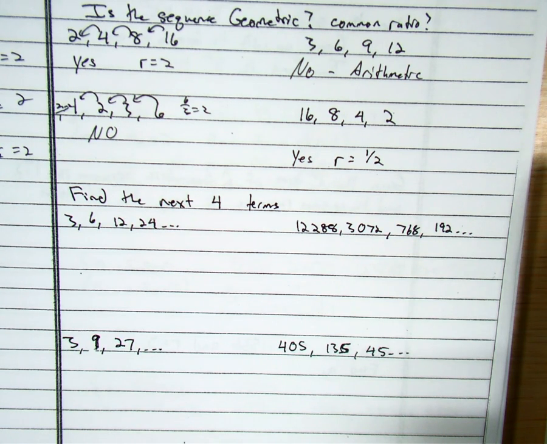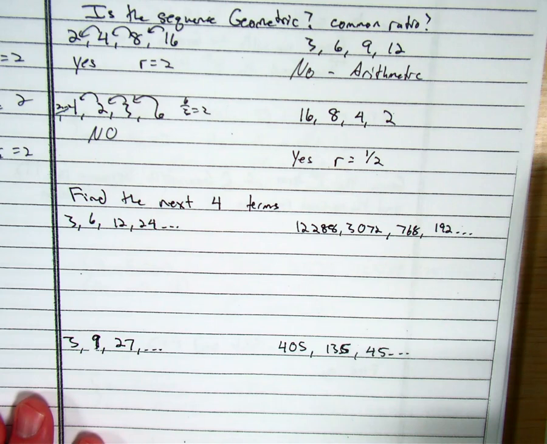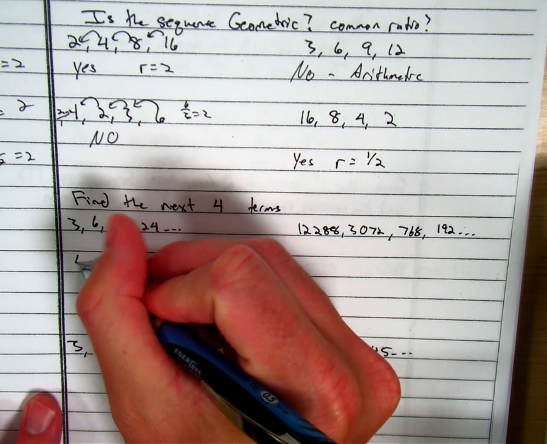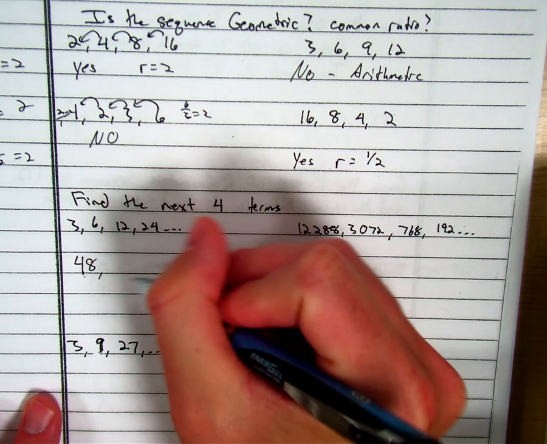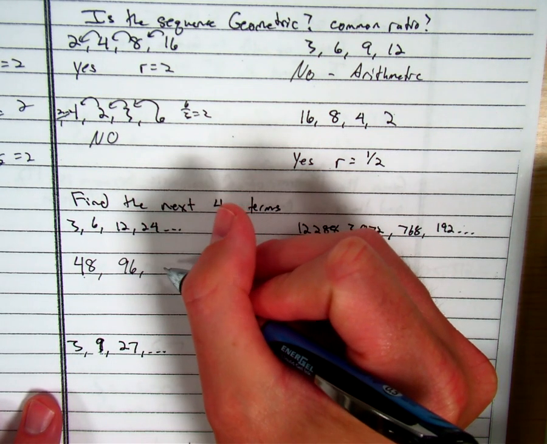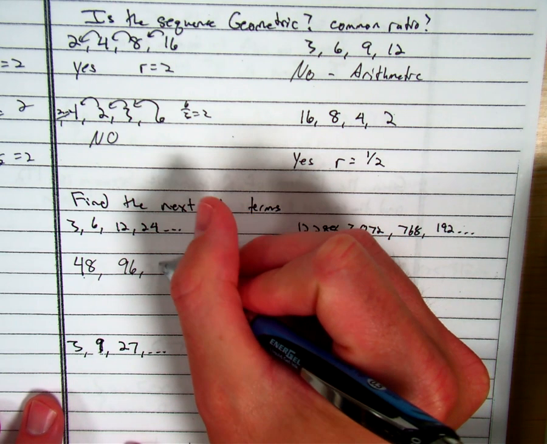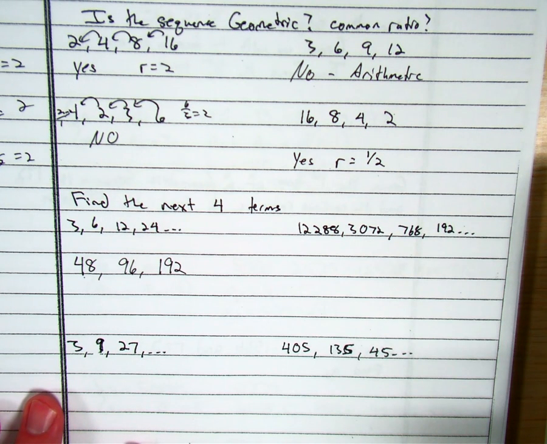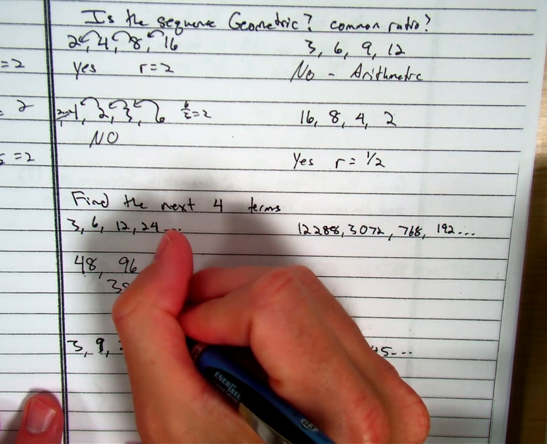Find the next 4 terms. So 3, 6, 12, 24. It's timesing by 2 every time. So we should have 48. 48 times 2 is going to be 96. 96 times 2, we might be in calculator territory here. That's 192. And 192 times 2 is going to be 384.